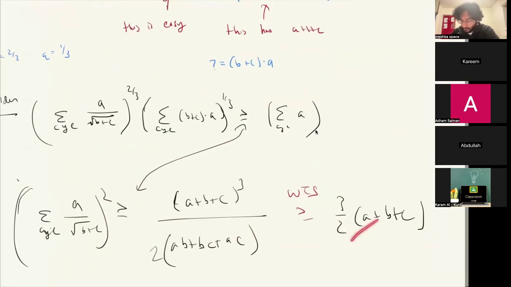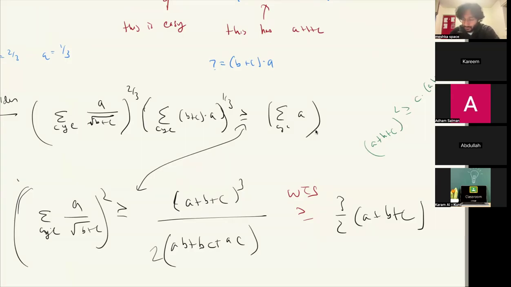Because how do we do it? We cancel the A plus B plus C. That was the point of getting A plus B plus C here. And then you just want to compare what? You want to compare that A plus B plus C squared is bigger than or equal to some constant times AB plus BC plus AC.